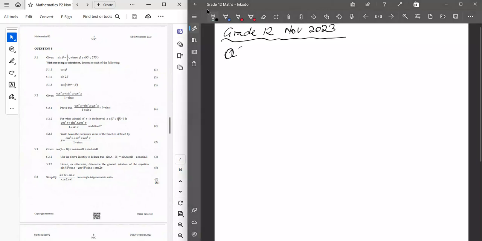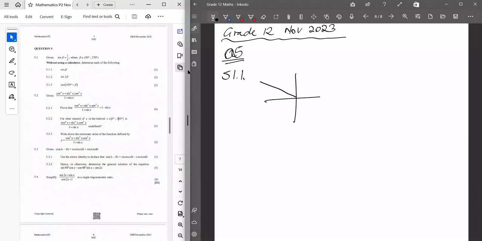Question 5, it says, given sine beta is equal to 1/3, where beta is an element of 90 degrees to 270 degrees excluded. So, as you can see, sine beta is positive. Let me proceed to see what the first question will say. Without using a calculator, determine each of the following. Cos beta. Okay, we will need to draw a Cartesian plane. Sine beta is positive. This means it must be in the second quadrant.